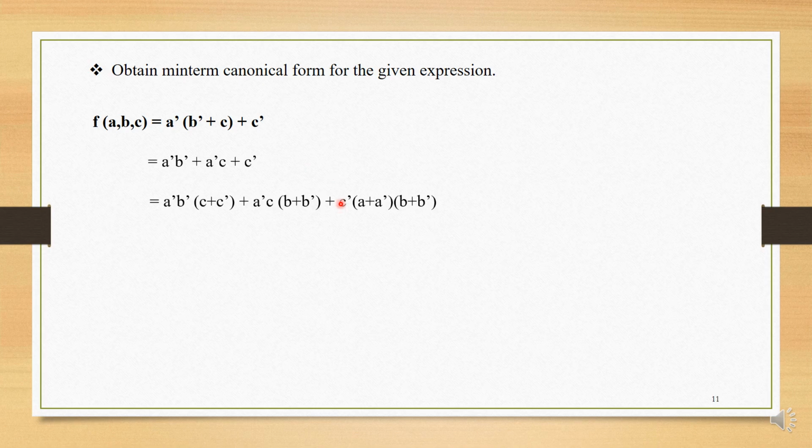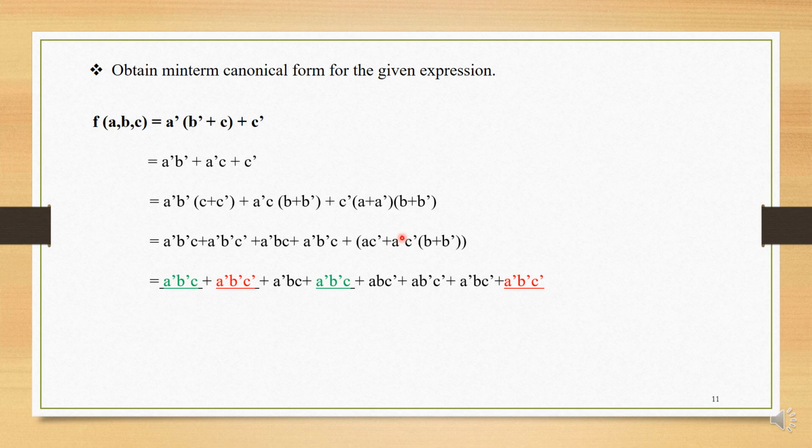So let us introduce the a and b variable: a plus a bar dot b plus b bar, as shown here. Next, applying the distributive law, just multiply these two terms. So we arrive at a bar b bar c plus a bar b bar c bar, plus multiply these two. So we arrive at a bar b c plus a bar b bar c, plus multiply these two sum terms with the product term c bar here. So we arrive at a c bar plus a bar c bar into b plus b bar.